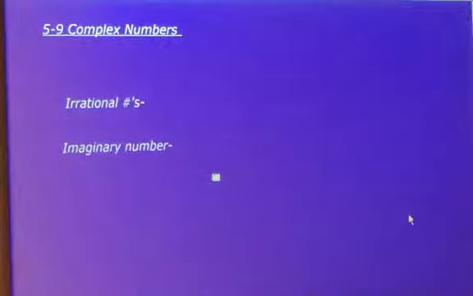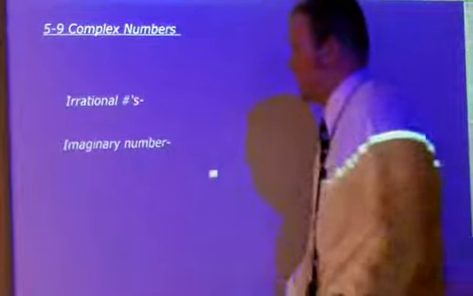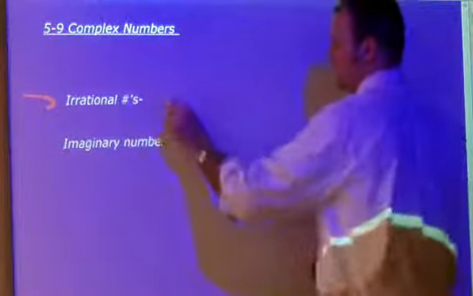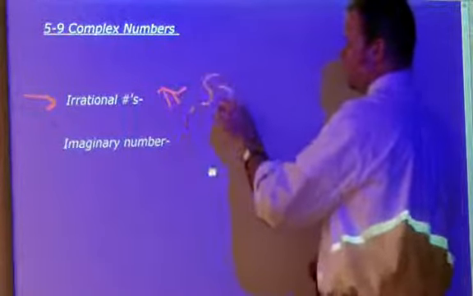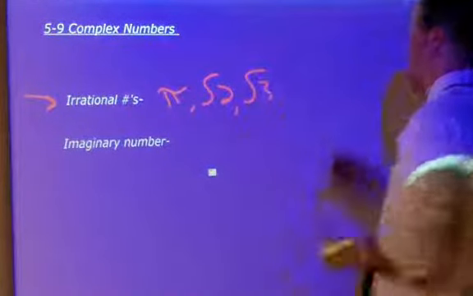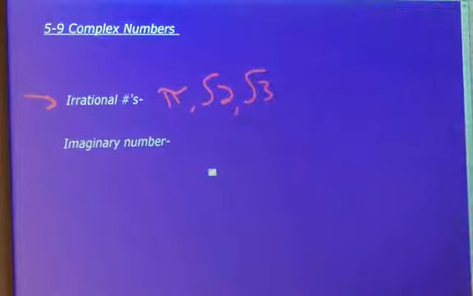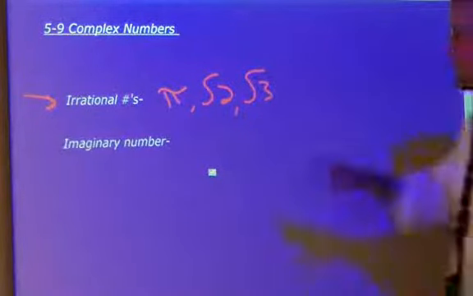A couple things we're dealing with. We talked about complex numbers. We're going to talk about, and all we're really doing is building on what you know about numbers. So your irrational numbers, we said pi, square root of 2, square root of 3, all those things that we don't know perfect square roots. Those are going to be under your irrational numbers.